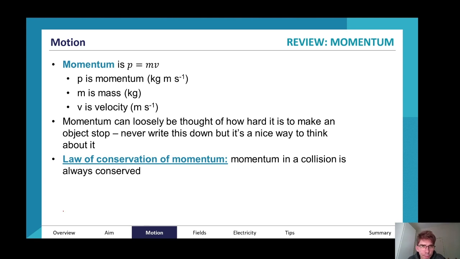Now for momentum, momentum is equal to mass multiplied by velocity, where P is momentum, which is measured in kilograms meters per second, m is mass in kilograms, v is velocity in meters per second. Now momentum can loosely be thought of as how hard it is to make an object stop. We never write this down on the VCE exam, but this is how we think of momentum.